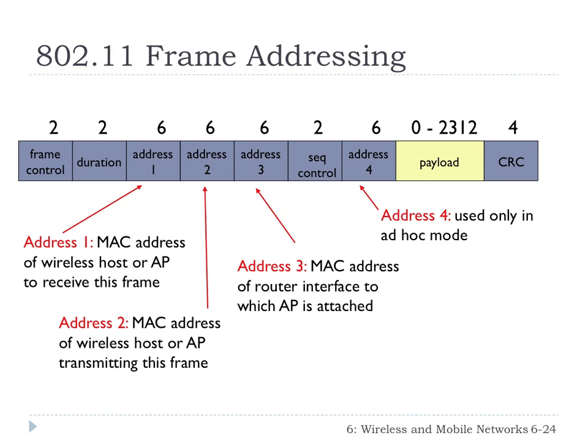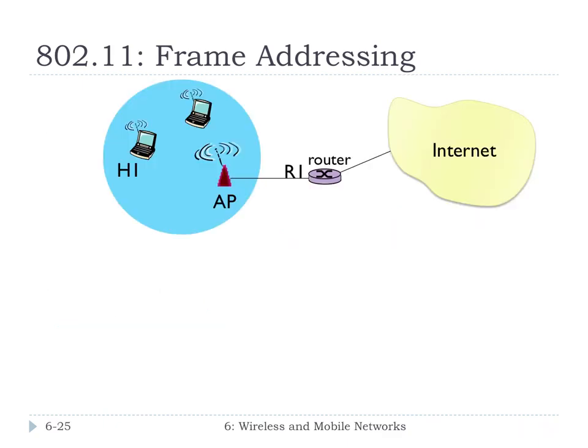Address 1 is the MAC address of the host or the access point to receive the frame. Address 2 is the MAC address of the host or the access point transmitting the frame. And then 3 holds the router. Here's a picture of that, showing that when you've got a host, an access point, and a router, the access point is really a link layer device. It doesn't know anything about IP addresses. The router does IP address, network layer stuff.